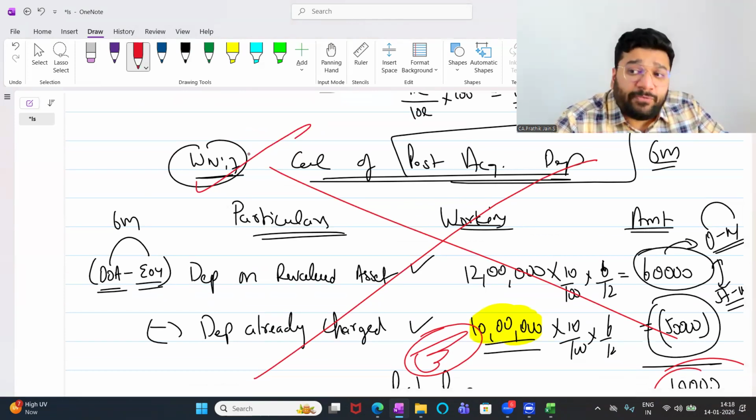Correct. Additional depreciation for the post period. Correct. Additionally, 2 lakh is written, so 2 lakh into 10% into 6 by 12.